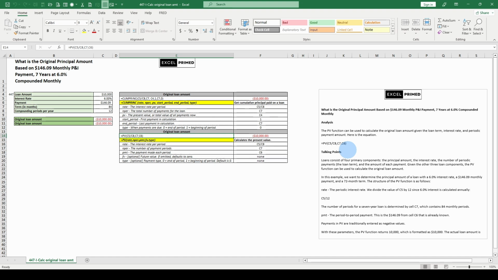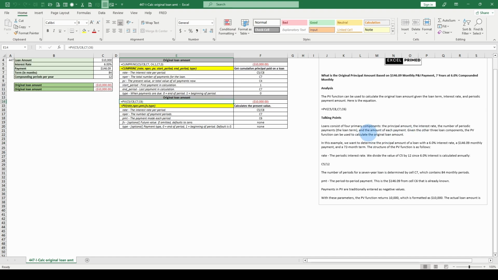Basic algebra. Loans consist of 4 primary components: the principal amount, the interest, the number of periods, and the amount of each payment. Given the other 3 loan components, the present value function can be used to calculate the original loan amount. If you have the original loan amount, the interest rate, and the amount of each payment, well, we can figure out the periodic payments.